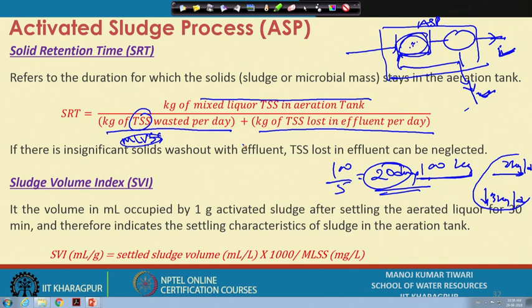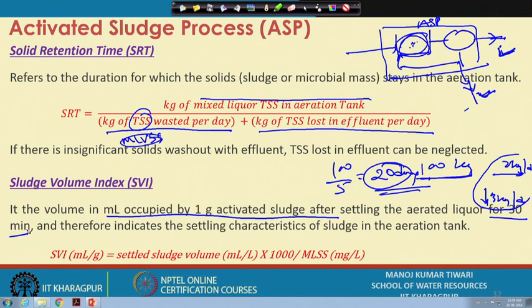There is another term, sludge volume index, which is the volume in ml occupied by 1 gram of activated sludge after settling in the aerated liquid for 30 minutes. So, this is the standard protocol. We allow 1 gram of activated sludge to settle for 30 minutes and see how much volume it is occupying.